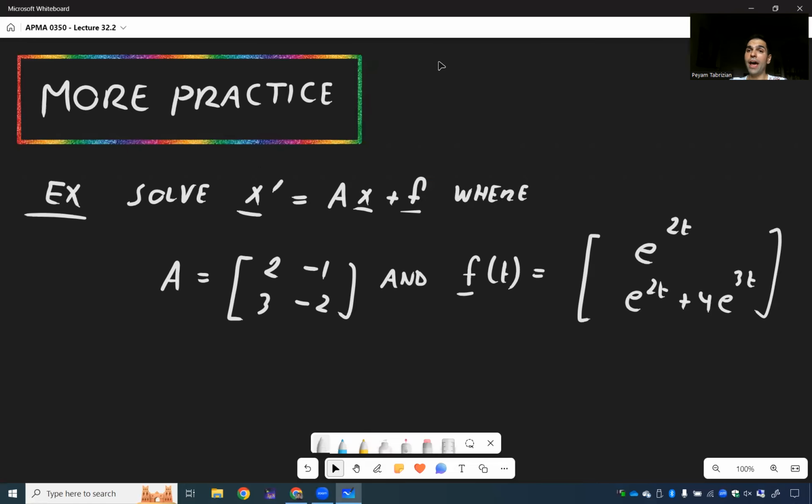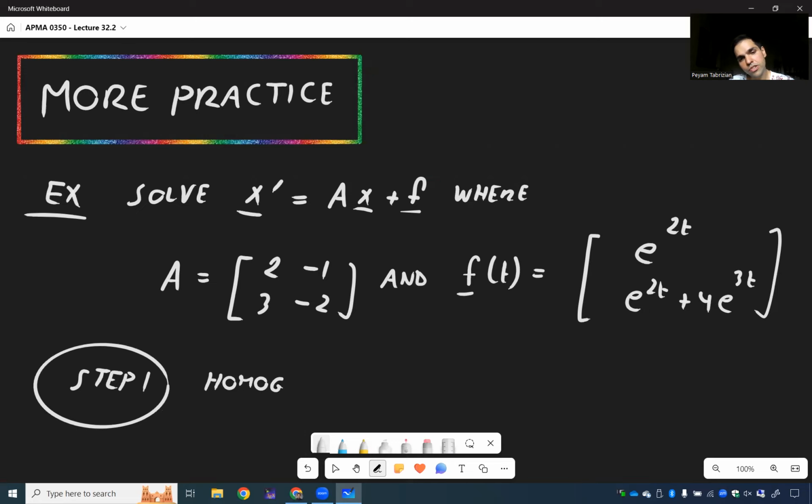All right, let's do more practice using undetermined coefficients. And this time, let's find a general solution. So find a general solution of x prime equals Ax plus f, where A is the matrix [2, -1; 3, -2], and f is the inhomogeneous term (e^(2t), e^(2t) + 4e^(3t)). So in this case, just as usual, you first find the homogeneous solution.